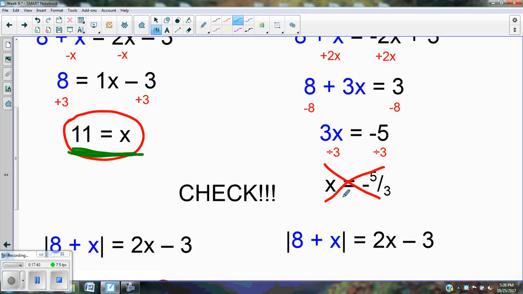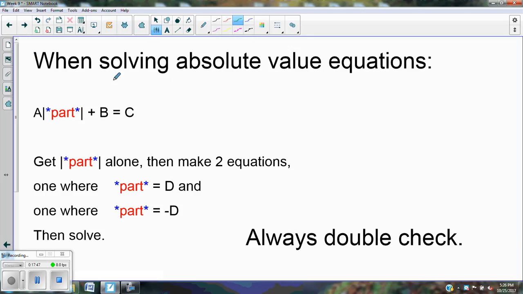So in this case, it actually did only have this one answer, just x equals 11. So we do need to make sure that we're double checking our answers, both of them at the end, just to make sure.